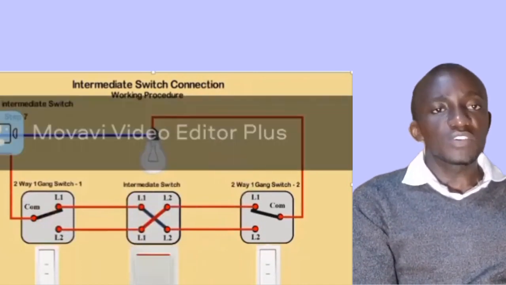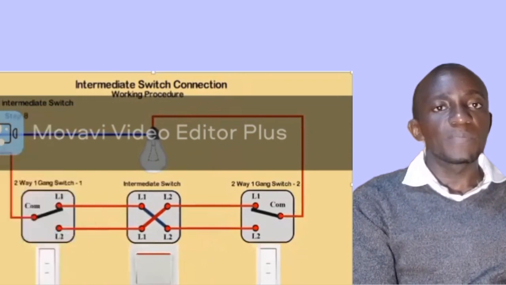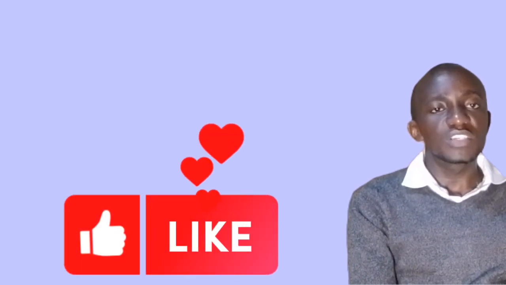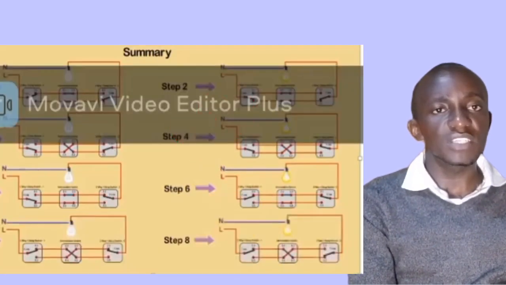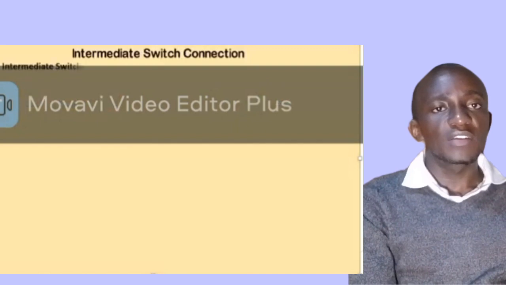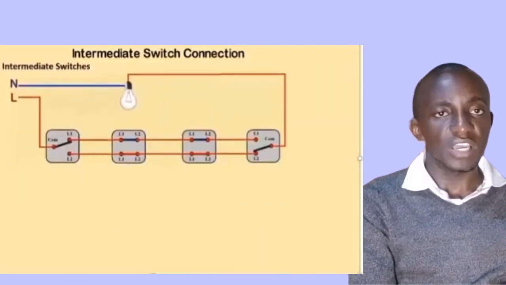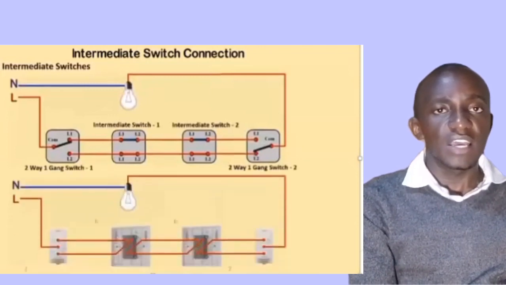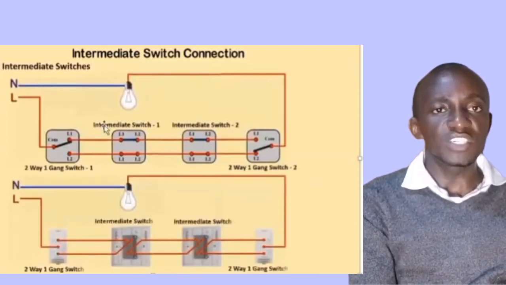If you want your system to operate in four-way, you'll only add an intermediate switch. You'll have two intermediate switches and two two-way switches. In five-way, three intermediate switches and two two-way switches, and the connection will just be the same. Intermediate switches are sandwiched between the two-way switches.